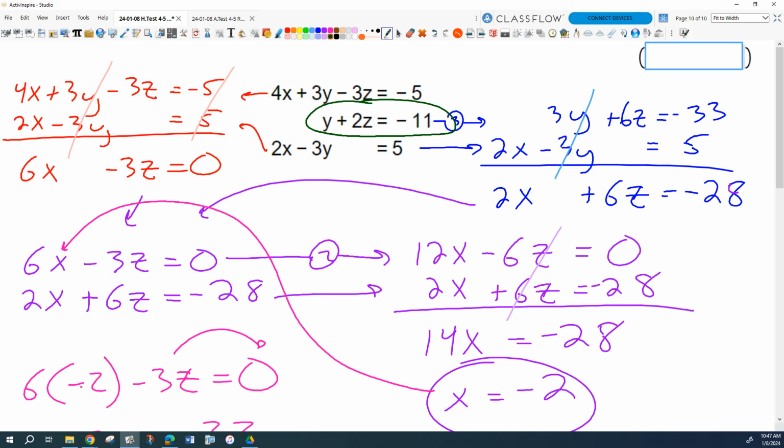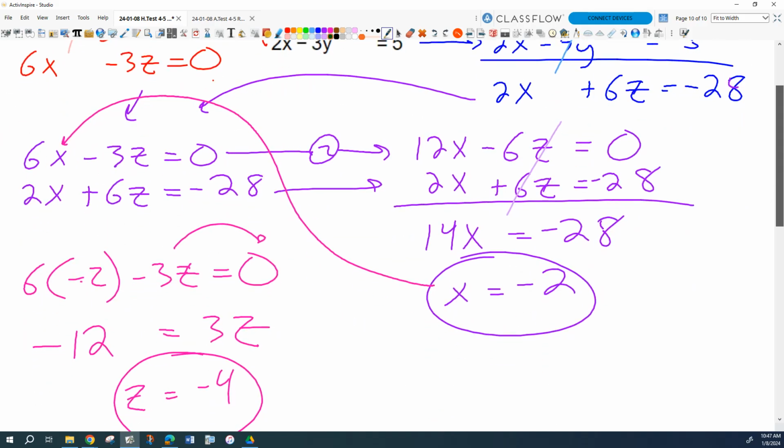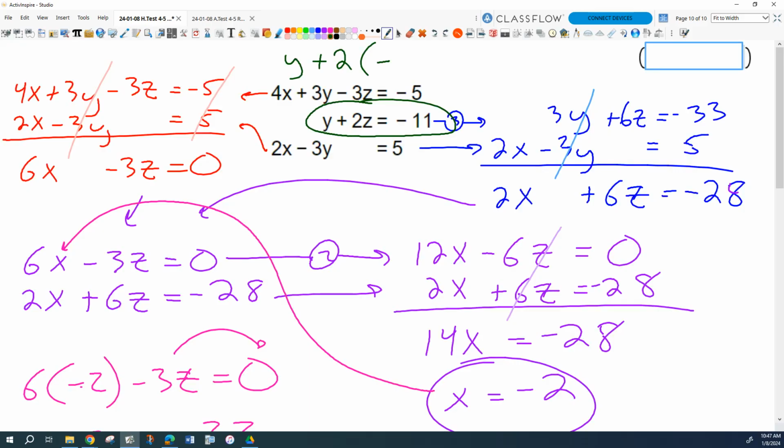So this one right here would give me y plus 2 times z. What was z again? Negative 4. 2 times negative 4 equals negative 11. So that's going to give us y minus 8 equals negative 11. So y equals negative 3. Everybody agree?